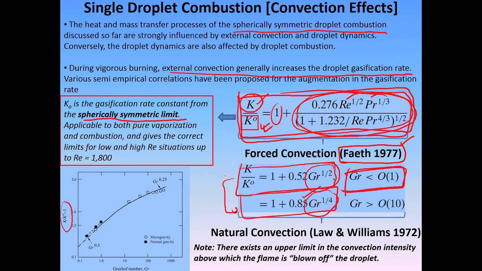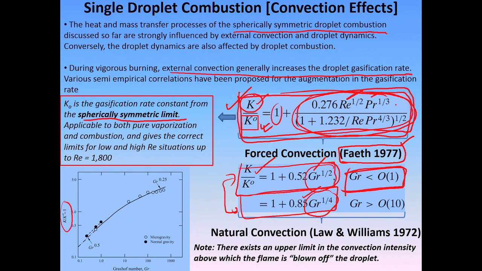This once again is an empirical correlation which says how the burning is augmented when you have natural convection, and how burning is augmented when you have forced convection. This is given in terms of Reynolds number, and this is given in terms of Grashof number, the normal quantities.